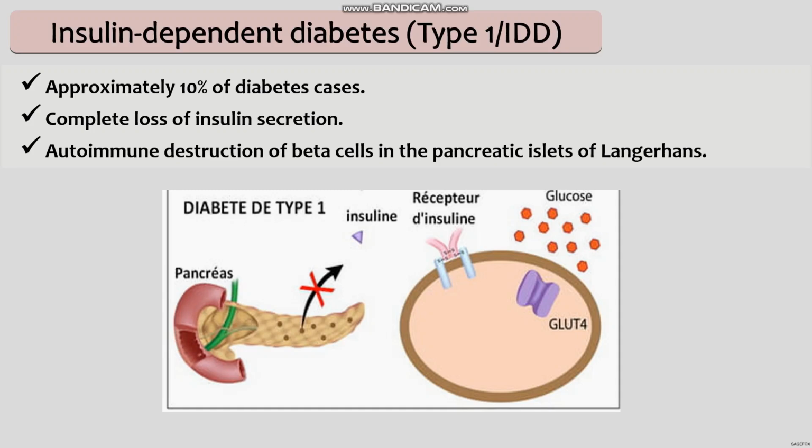This process results in an absolute and permanent insulin deficiency, which causes chronic hyperglycemia. Because the pancreas can no longer produce insulin, the survival of patients depends entirely on daily injections of the hormone, hence the name insulin-dependent diabetes.